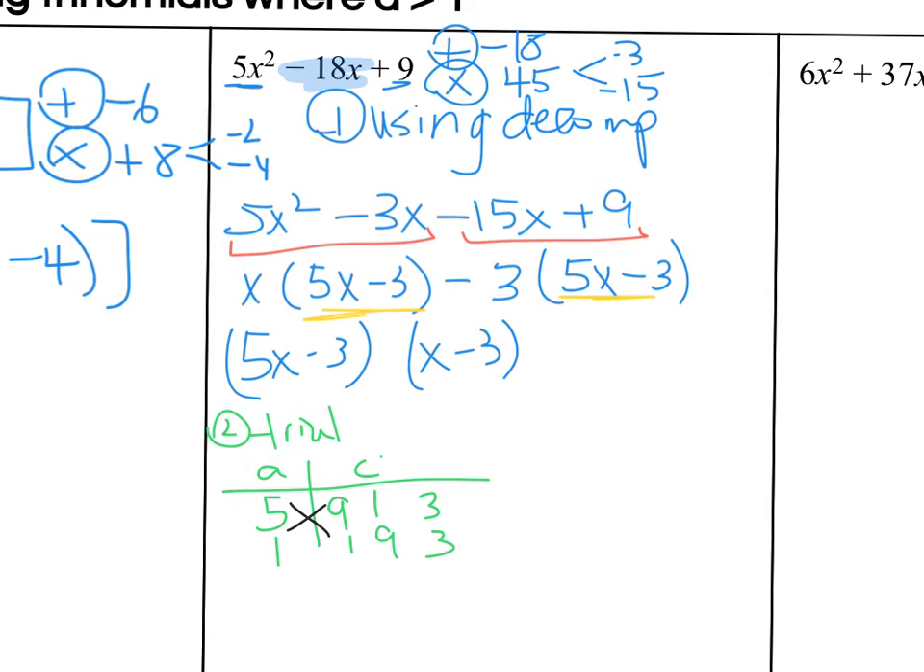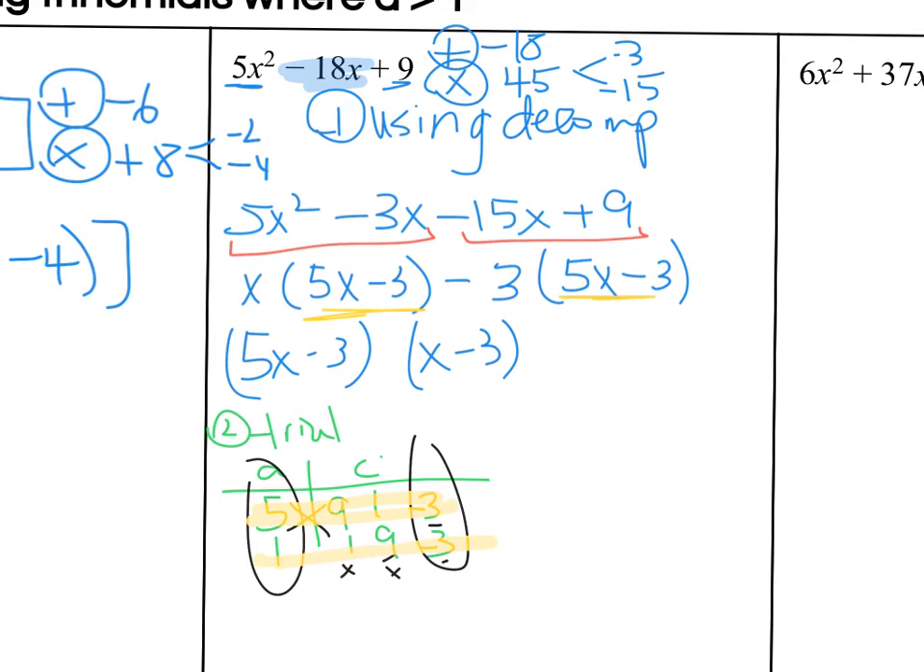So the 5 and the 9 does not make negative 18. The 5 with this 9 is 45 with the 1, so that doesn't make 18. This 5 with this 3 is 15, and 1 with 3 is 3, so that's actually the column I want. And I want it to be negative 18, so I need both of these to be negative. So then I can read the two factors right off the chart.